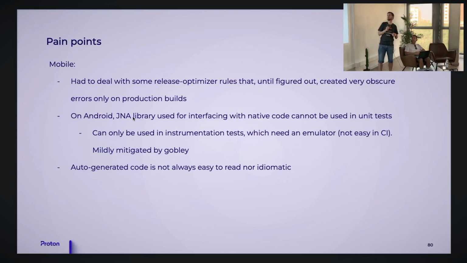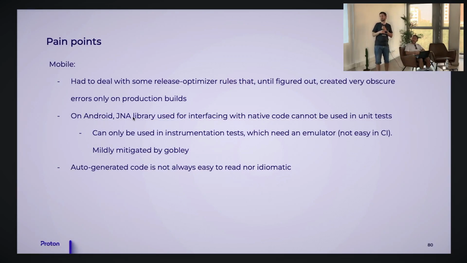And also, as we mentioned, on Android, the library that is used for interfacing with native code, which in this case is JNA, can only be used in instrumentation tests. You cannot use it in unit tests. So you would need an emulator in order to run the end-to-end tests. As of now, we are solving it by using the Gobly project that we mentioned before. In the end, what would be really desirable is to be able to spin up an emulator and run the entire code in the target platform. But it comes with a series of drawbacks.